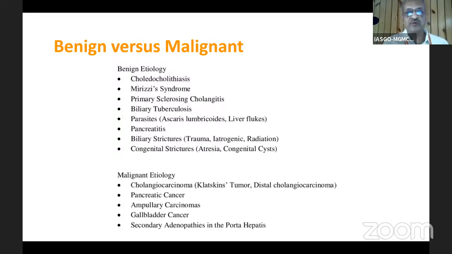Pancreatitis, acute and chronic both, biliary strictures, which can be traumatic or iatrogenic or radiation induced. And then in children, we have biliary atresia and then choledochal cysts. Choledochal cysts can be seen at all ages, actually.